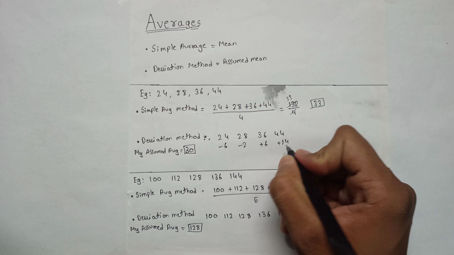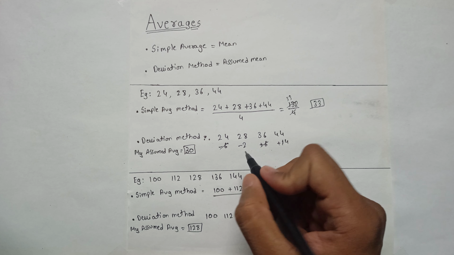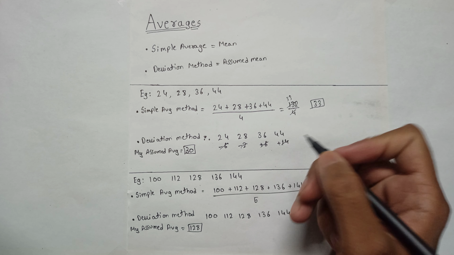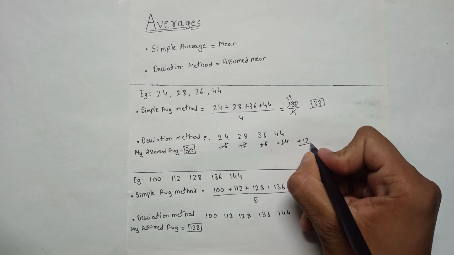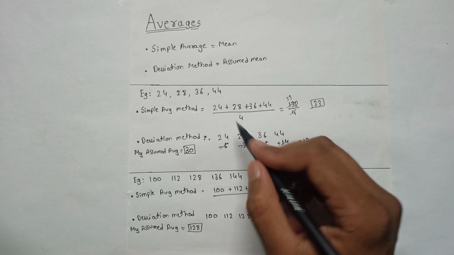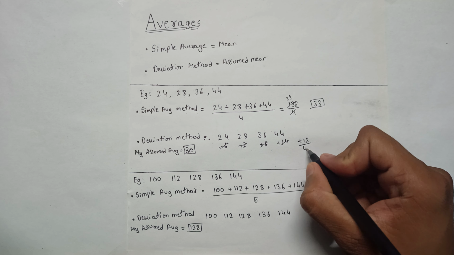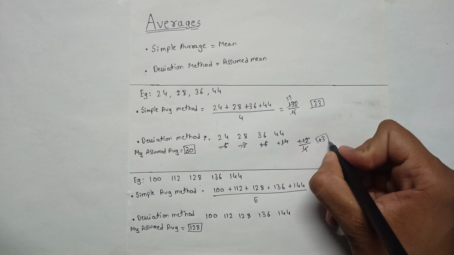Now we have to calculate the net difference. Minus 6 and plus 6 will get cancelled out, and minus 2 and plus 14 will give me plus 12. Now we have to divide this plus 12 by the total numbers, which is 4, as we did in the simple average method. Here 4 3s are 12, so we got plus 3.